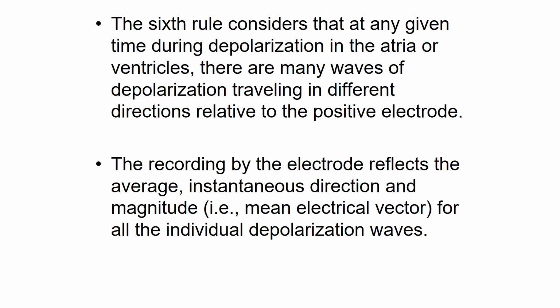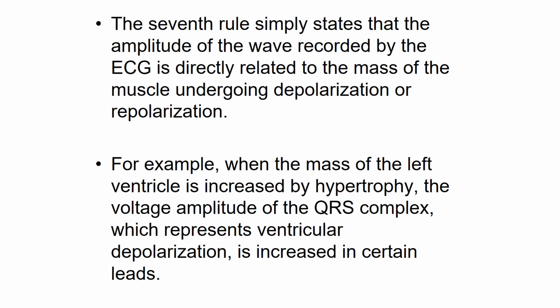The 6th rule considers that at any given time during depolarization in the atria or ventricles, there are many waves of depolarization traveling in different directions relative to the positive electrode. The recording by the electrode reflects the average instantaneous direction and magnitude, i.e., the mean electrical vector, for all the individual depolarization waves. The 7th rule simply states that the amplitude of the wave recorded by the ECG is directly related to the mass of the muscle undergoing depolarization or repolarization. For example, when the mass of the left ventricle is increased by hypertrophy, the voltage amplitude of the QRS complex, which represents ventricular depolarization, is increased in certain leads.